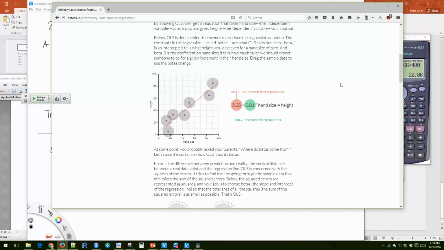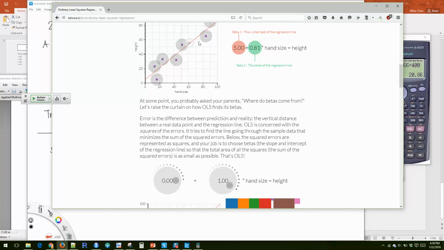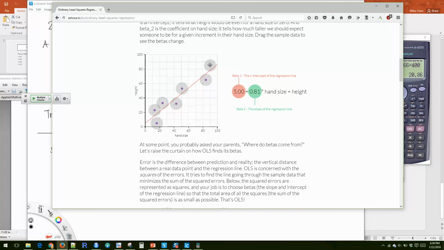Okay, so here, let me zoom in. Here are some data points that we can move to see how that affects things. With these data values, the best fit line has an intercept of 5 and a slope of 0.81. Here we are relating someone's hand size to their height. So we're trying to predict someone's height based on the size of their hand.